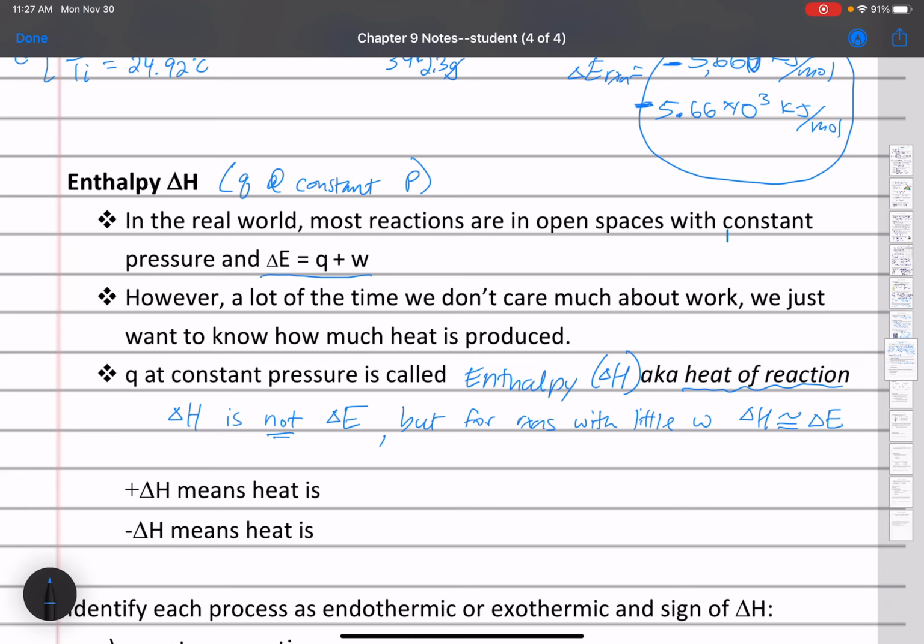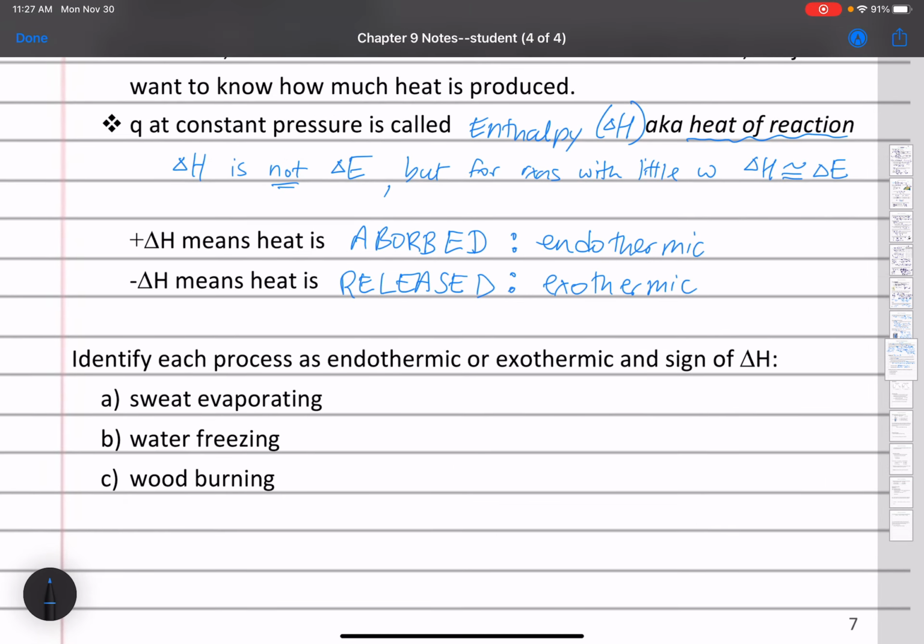Okay, so if you have a positive delta H, it means that heat is absorbed or used by the reaction, and we call this an endothermic reaction. It takes heat in. And if delta H is negative, it means that heat is released by the reaction, and we call that an exothermic reaction. All right, so let's just do a practice concept check here. Identify whether the process is endothermic or exothermic and predict the sign of delta H.